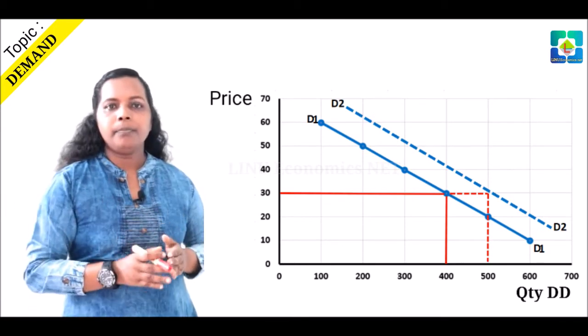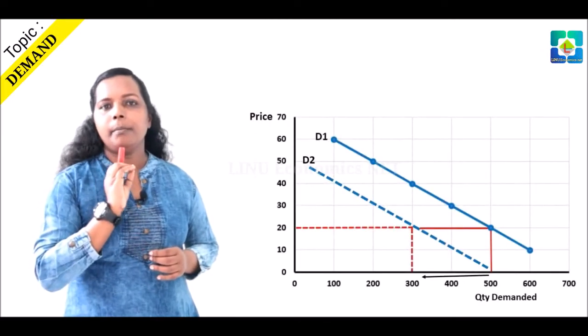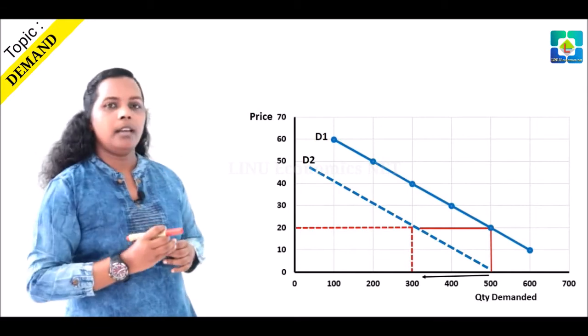At the same time, if the advertisement is not successful, it will affect the demand for the product. As a result, the demand curve shifts to the left.